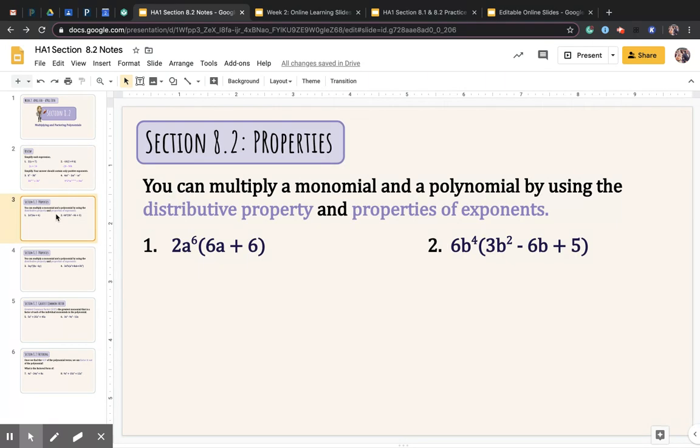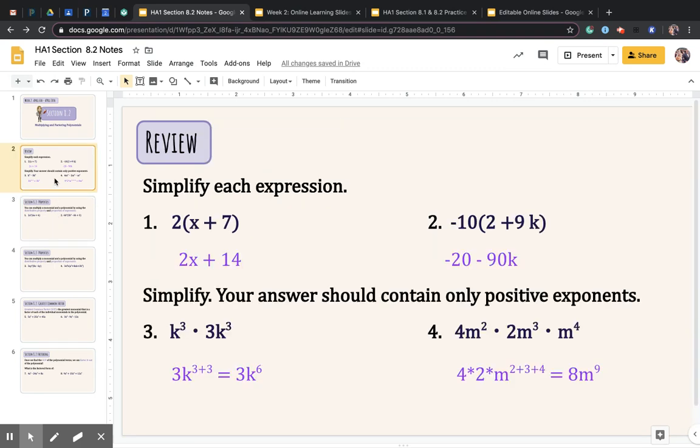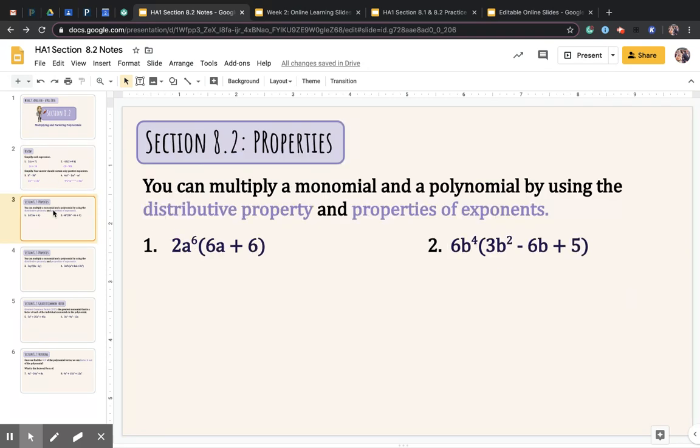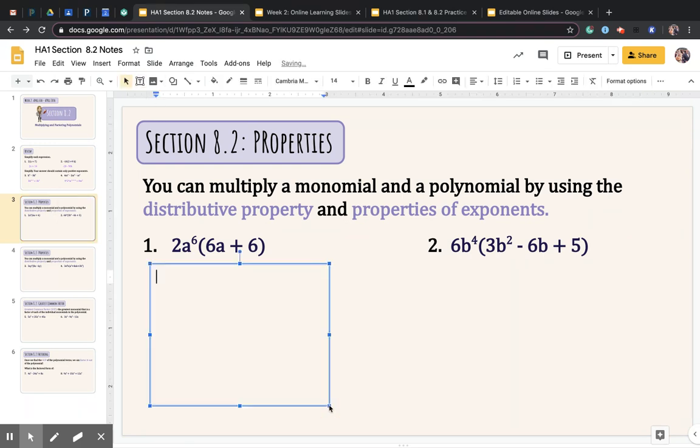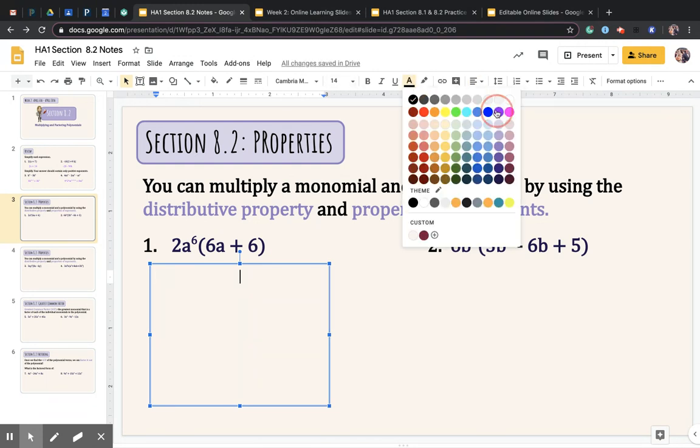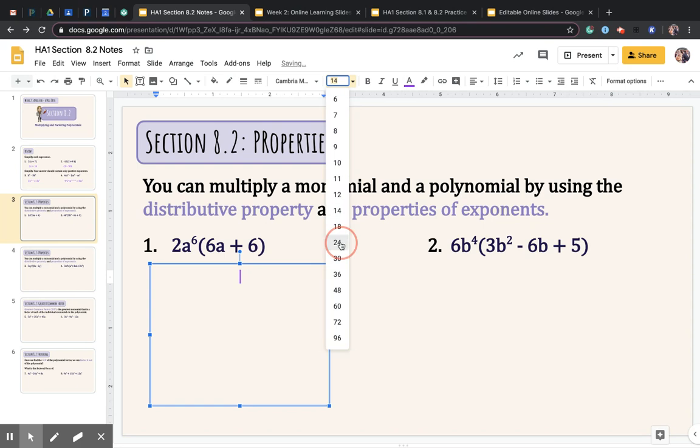Looking at monomials and polynomials, we can multiply them by using the distributive property and the property of exponents. So pretty much what we did on question 1 and 2 and 3 and 4, we are going to combine and solve for these. I'm going to have my text box for number 1. I'm going to have it be purple again, and I'm going to change my font. You do not have to go through the process of doing that.